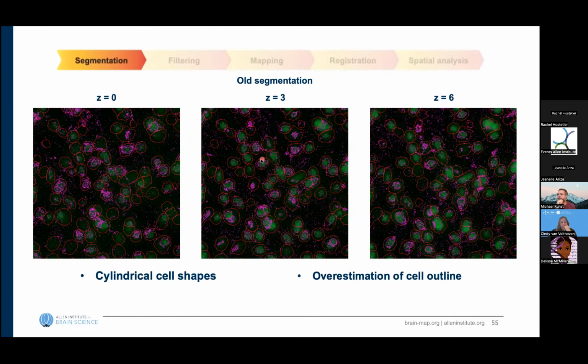First of all, it assumes that cells are cylindrical. So you just end up with an overestimation of cell sizes in the planes above and below. And we also noticed that even in the in-plane sections where we would expect a proper segmentation of the cell, the segmentation overestimated the cell size. So what this leads to is you end up with low correlation scores.